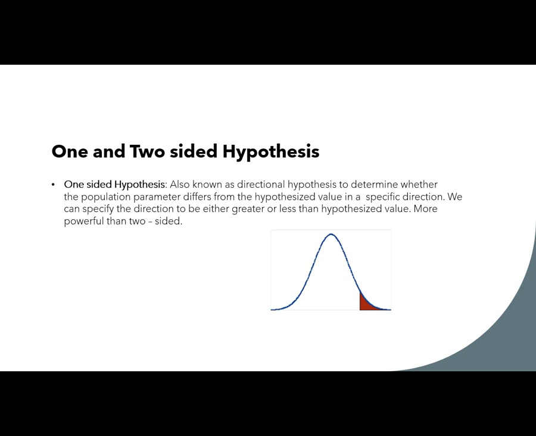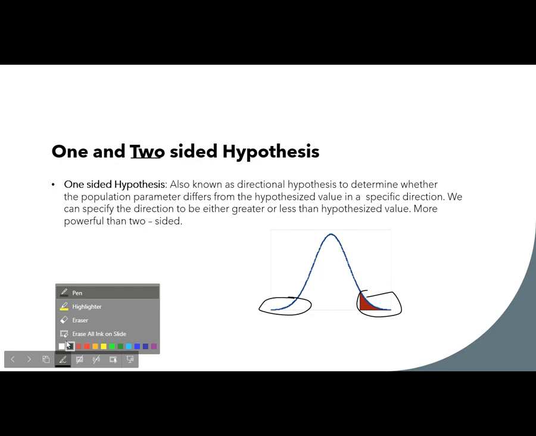There are also one-sided and two-sided hypotheses. A one-sided hypothesis is also known as a directional hypothesis, used to determine whether the population parameter differs from the hypothesized value in a specific direction or not. We can specify the direction to be greater or less than the hypothesized value, greater than in this region and less than in this region. It is more powerful than the two-sided, which is this one. We'll see it next.